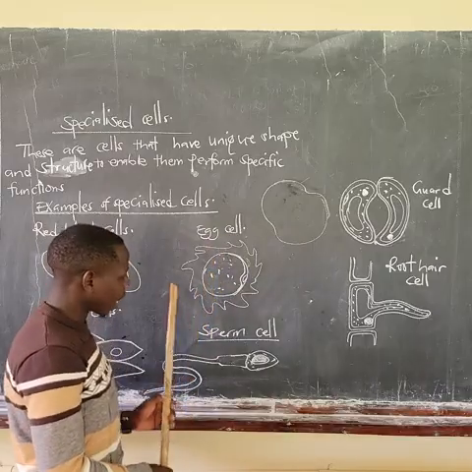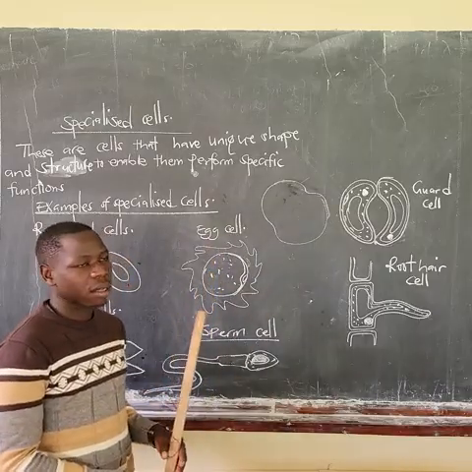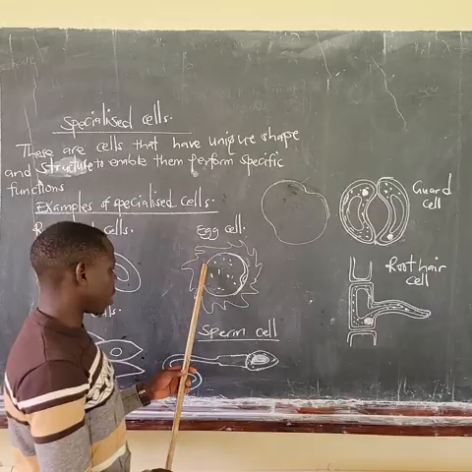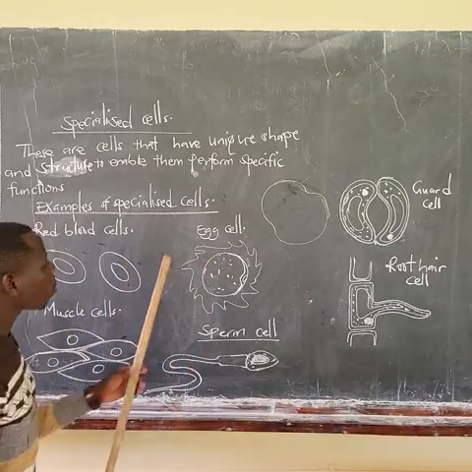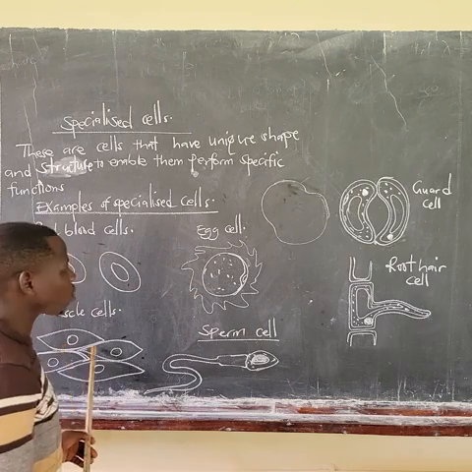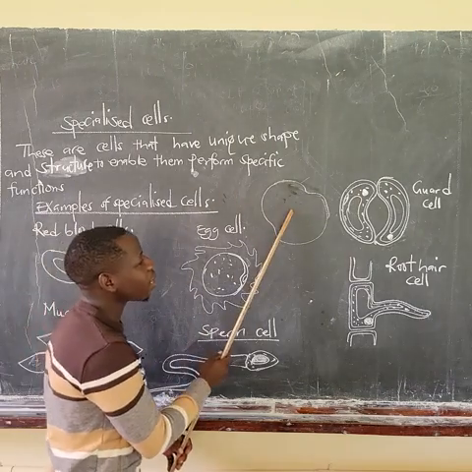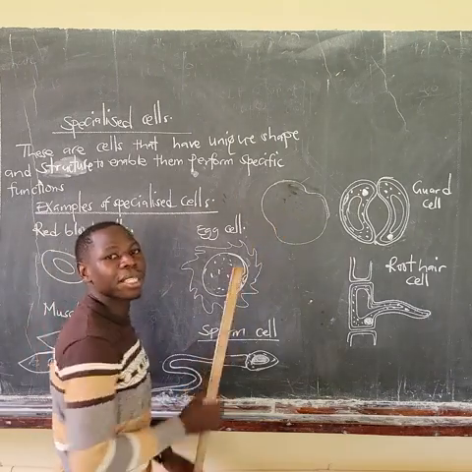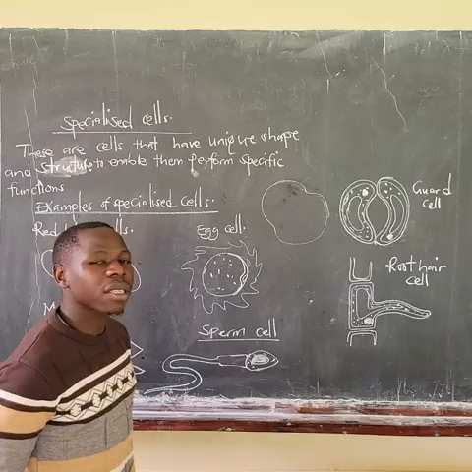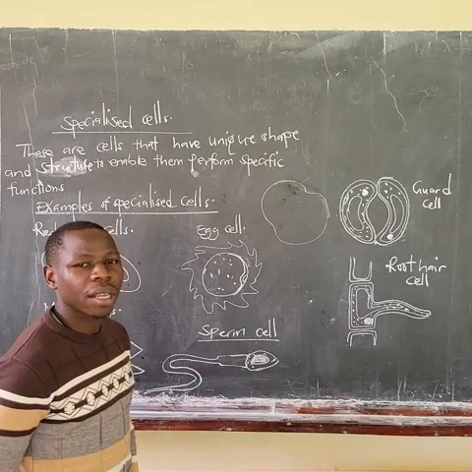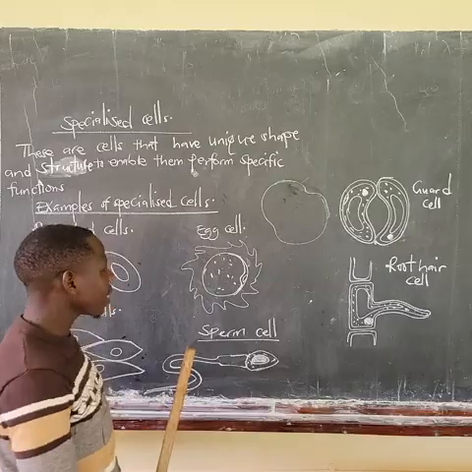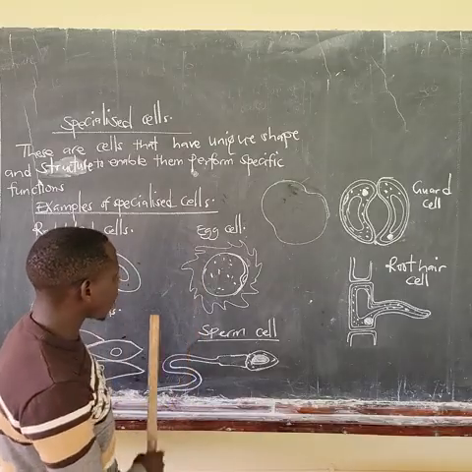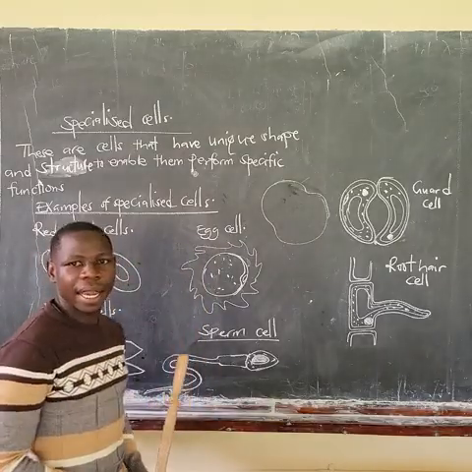Look at the structure of an egg cell. It is an animal cell. This is also an animal cell, and this is also an animal cell. But look at the egg cell. It does not resemble these ones, and it does not resemble the primary structure of an animal cell we looked at. Why? Because it performs a specific function, that is reproduction.